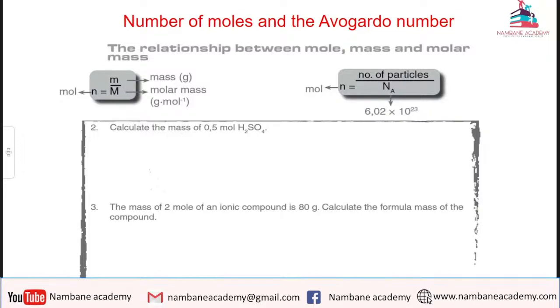Ladies and gentlemen, it says calculate the mass of 0.5 mole of H2SO4. Where do I start? I am given the number of moles.